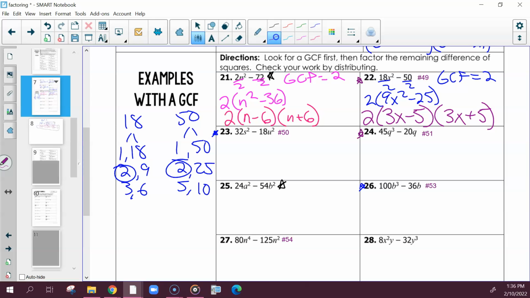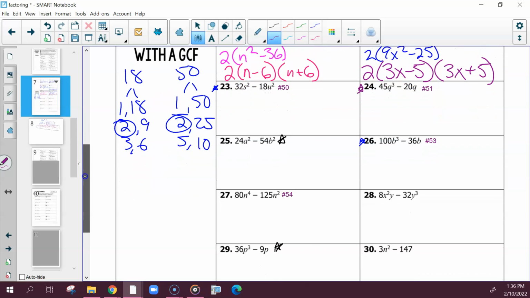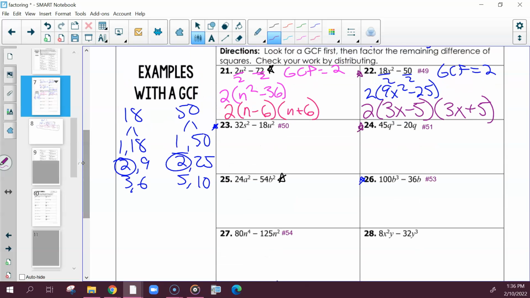It doesn't matter if you do 3x plus 5 or 3x minus 5. The placement of any of these doesn't really matter. I could put the 2 at the end of this. It's just easier if you put it at the beginning, because then you don't lose it. Okay, do we have any other questions on these before we do a few more?